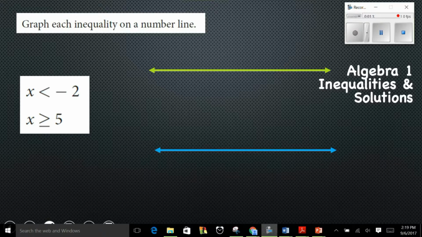The next concept we want to look at is graphing inequalities on a number line. So we're looking for one variable inequalities on a number line. So our first example here is x less than negative 2. So we're going to look at that example first.